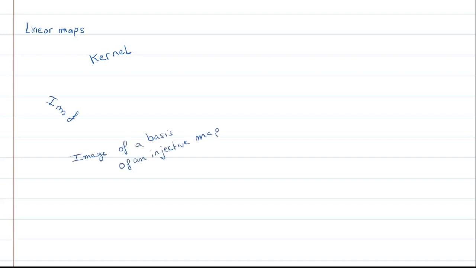Hello, linear maps, kernel of f, image of f, image of a basis, injective map, rank theorem: things you heard about, but have you ever really understood them? And have you ever imagined what they look like? Yes, you heard me well, how they look like. In this video, we will visualize these concepts and their secrets so you can have a better concrete understanding of them.